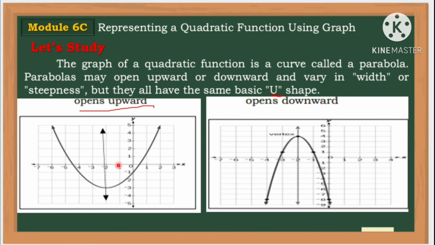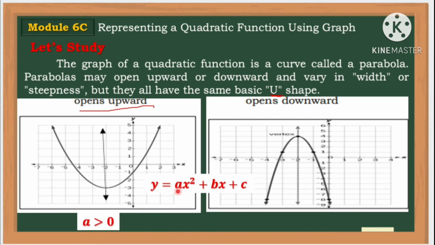Okay, paano natin ma-identify na yung graph natin ay open upward or open downward? Given the quadratic function form, y is equal to ax squared plus bx plus c.